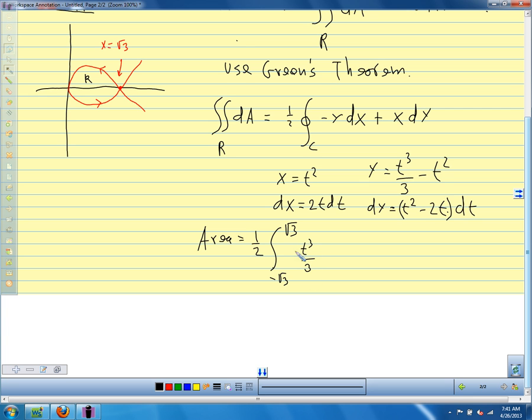So I get t cubed over 3 minus t squared, negative y, yes, minus t squared times dx, which is 2t dt, plus x, t squared, times dy, times t squared minus 2t dt.